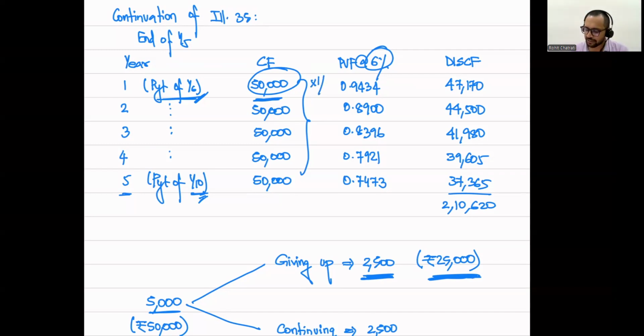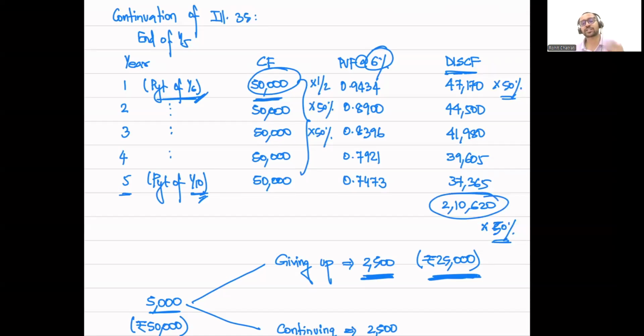So we multiply every number by 50 percentage. If cash flows are being multiplied by 50 percentage, the discounted cash flow will also be multiplied by 50 percentage. The discounted cash flow will also get halved. If the discounted cash flow gets halved, this 2,10,000 is also going to get halved, and therefore the lease liability derecognition in this case will be exactly equal to carrying amount multiplied by 50 percentage.